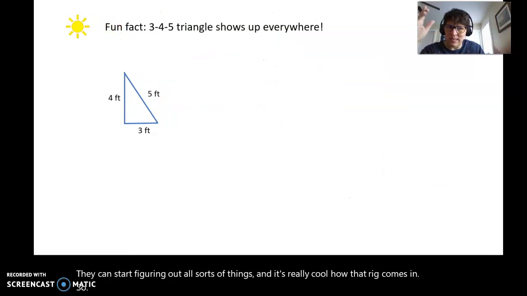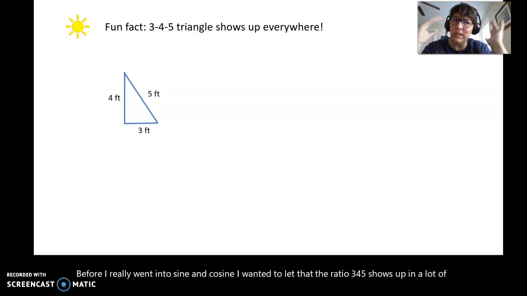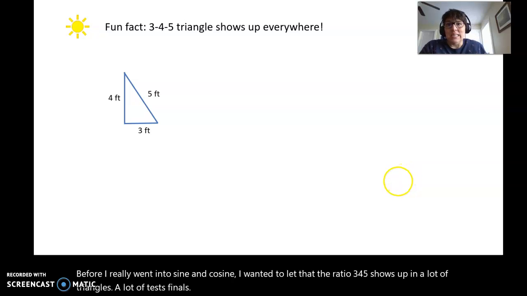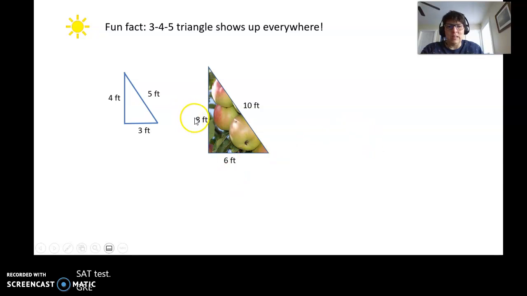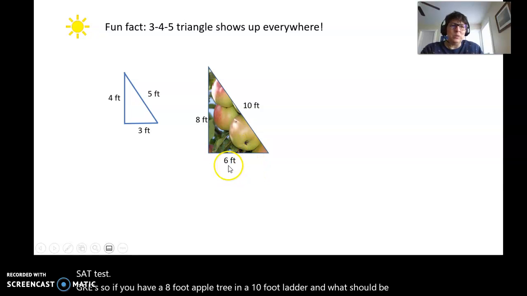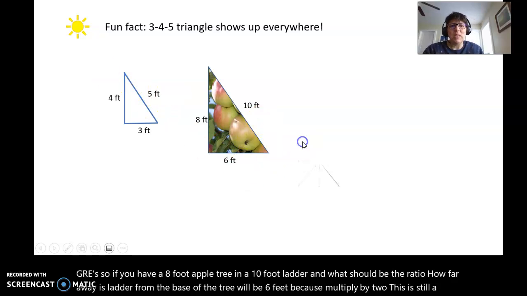Before I really went into sine and cosine, I wanted to let you know that the ratio 3, 4, 5 shows up in a lot of triangles, a lot of tests, finals, SAT tests, GREs. So if you have an 8-foot apple tree and a 10-foot ladder, what should be the ratio? How far away is the ladder from the base of the tree? Well, it'll be 6 feet because, multiply by 2. This is still a 3, 4, 5.